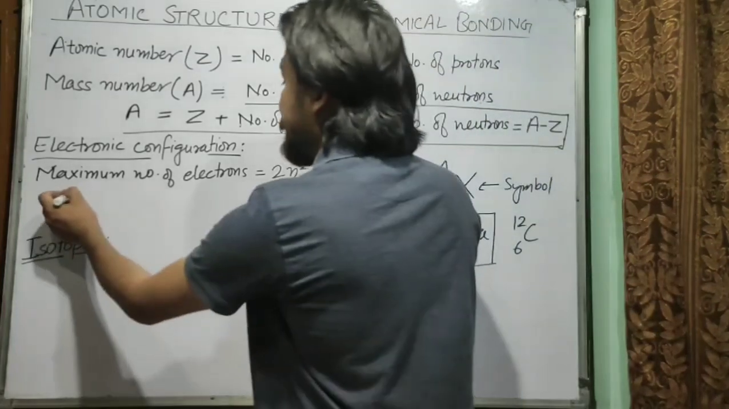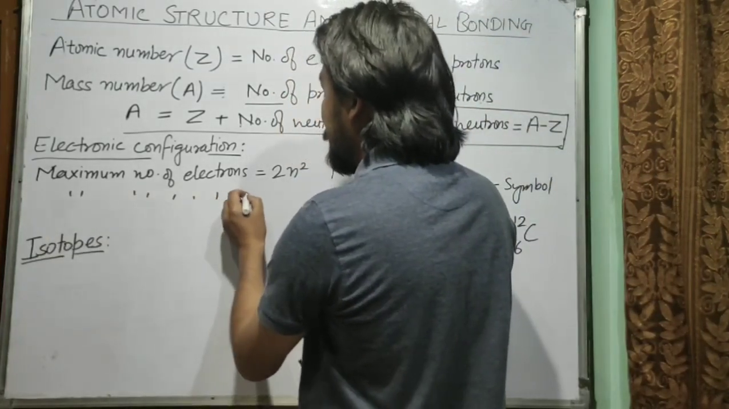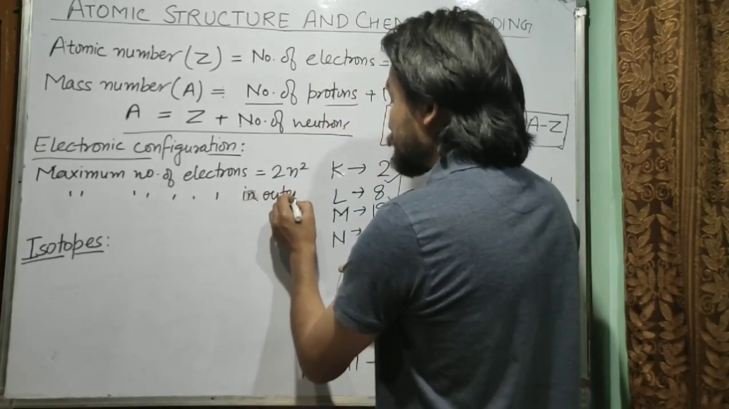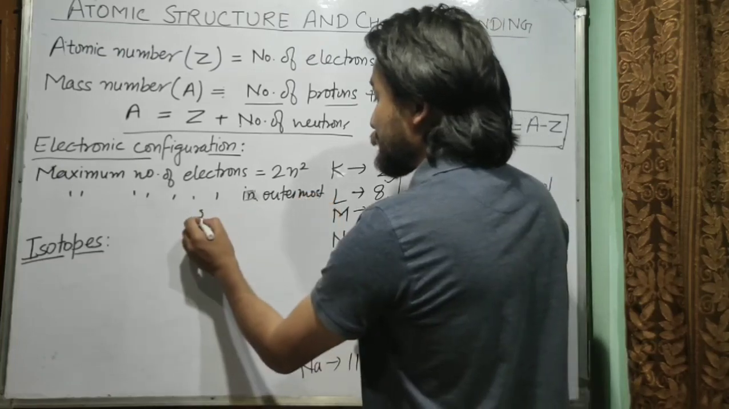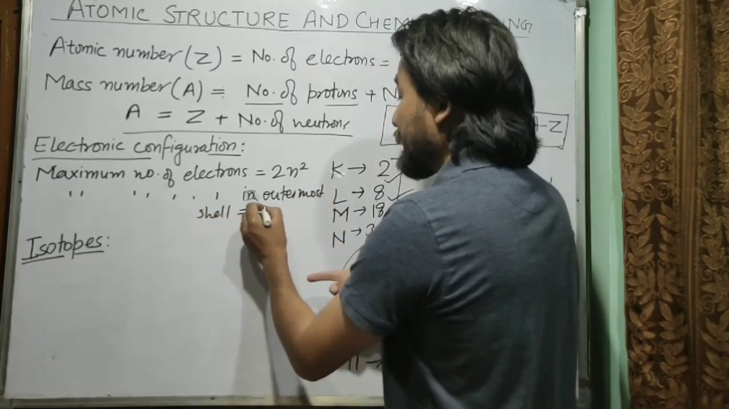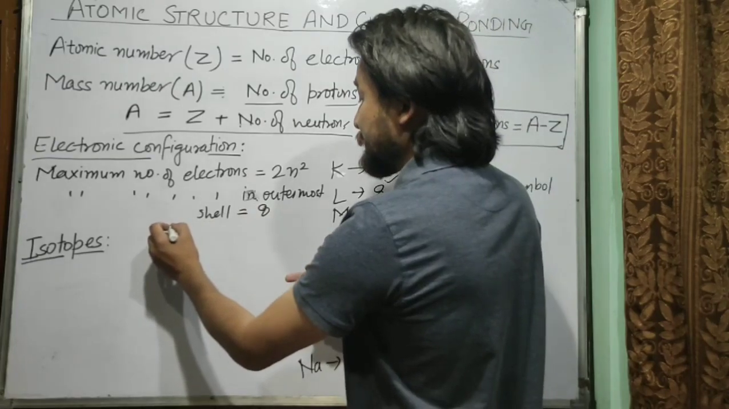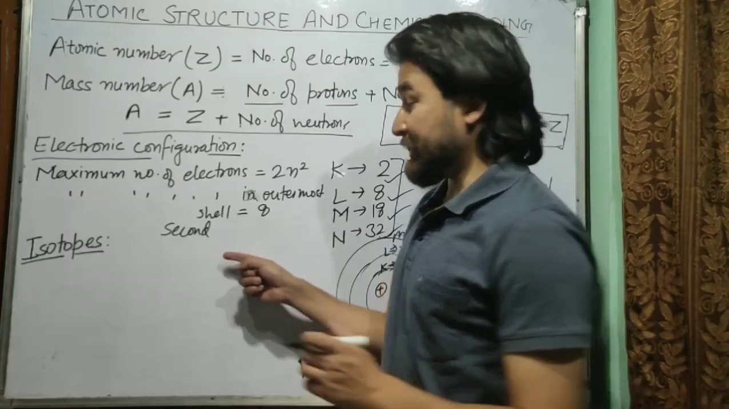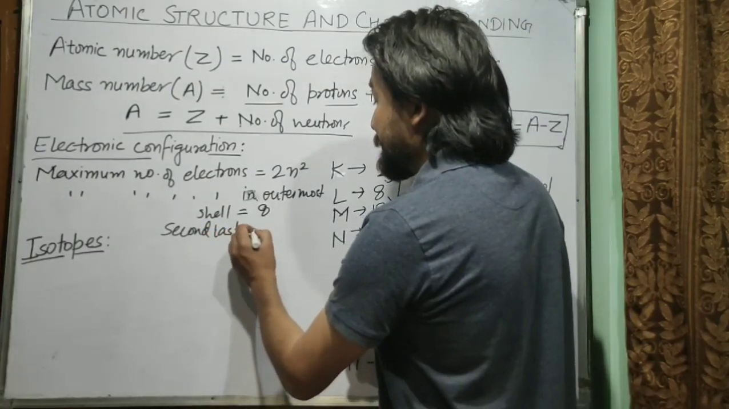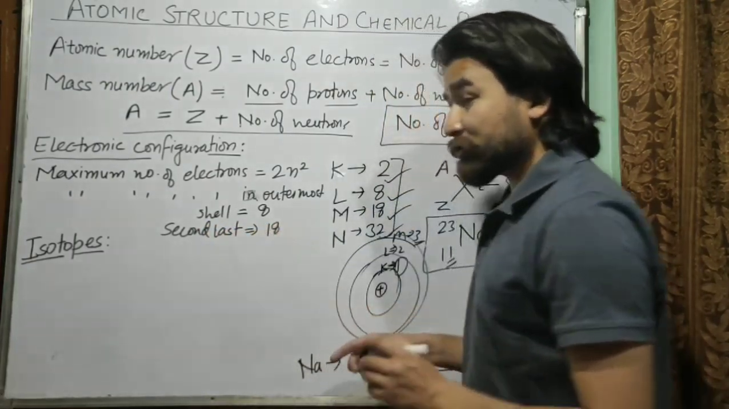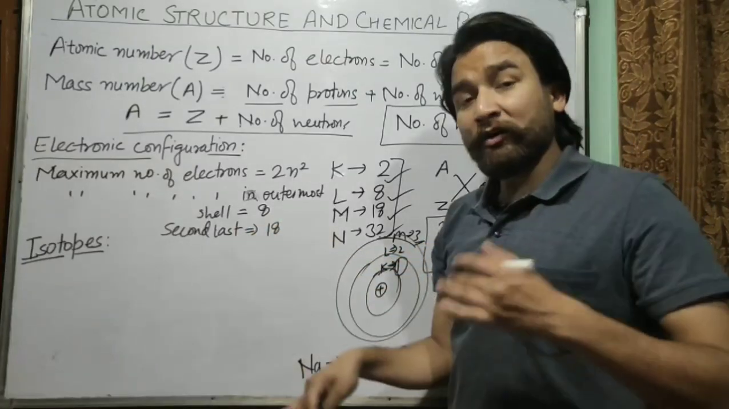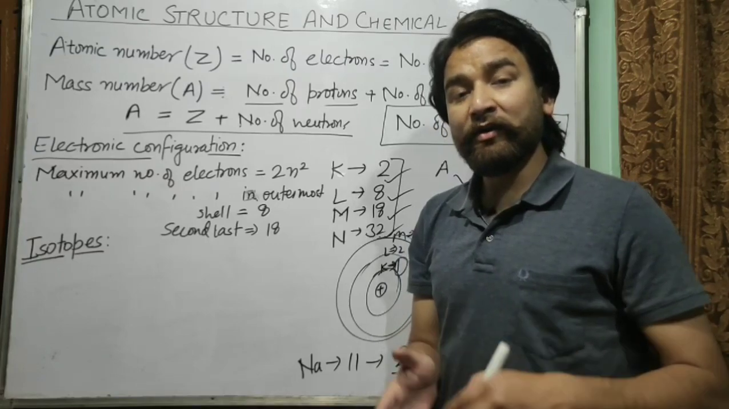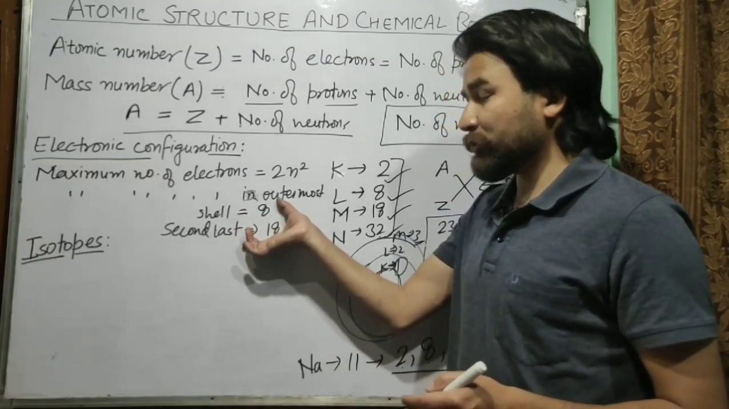So what is the maximum number of electrons in the outermost shell? That is equal to 8. And in the second last shell, that is also called the penultimate shell, there may be a maximum of 18 electrons. So it can have 18 or fewer electrons. Similarly, the last shell can have 8 or fewer electrons. So this rule is very important.